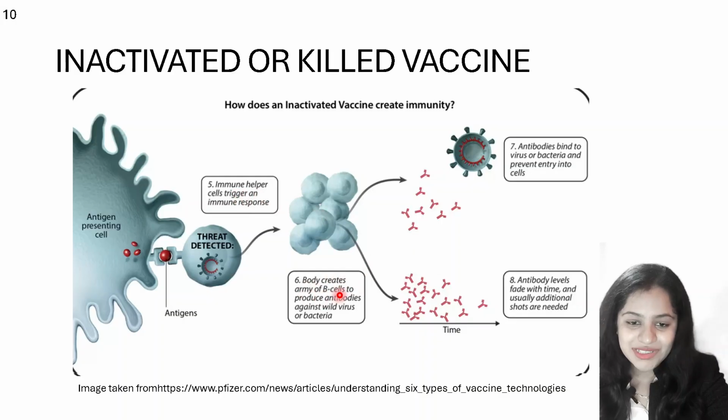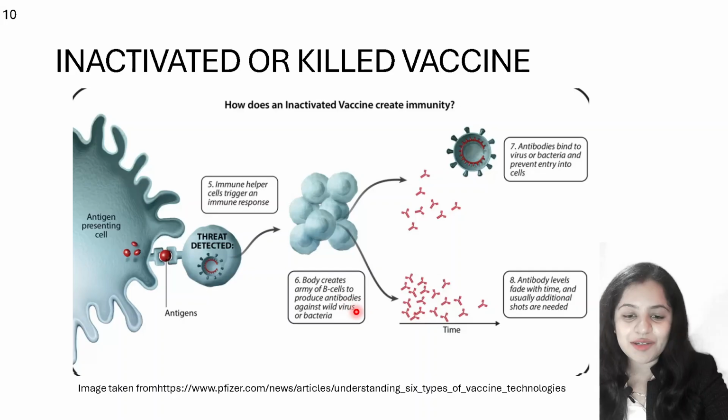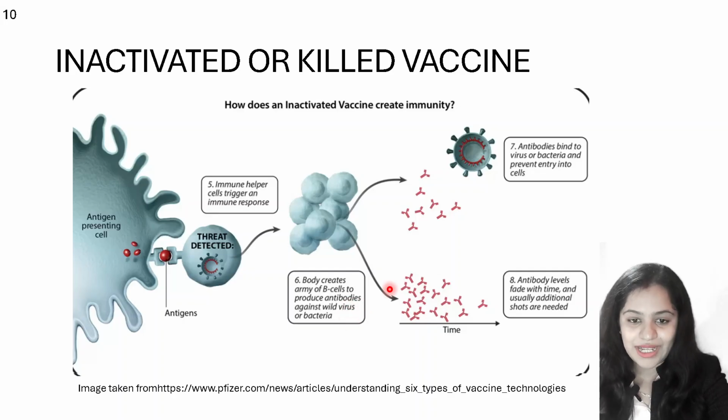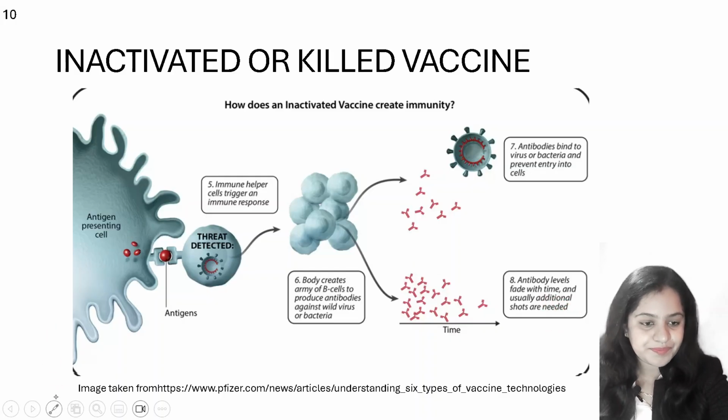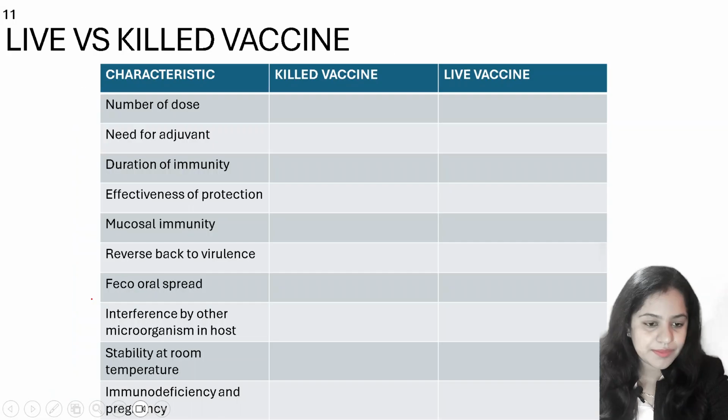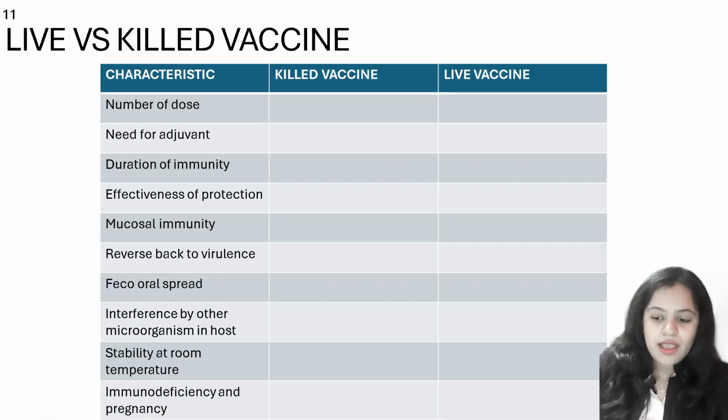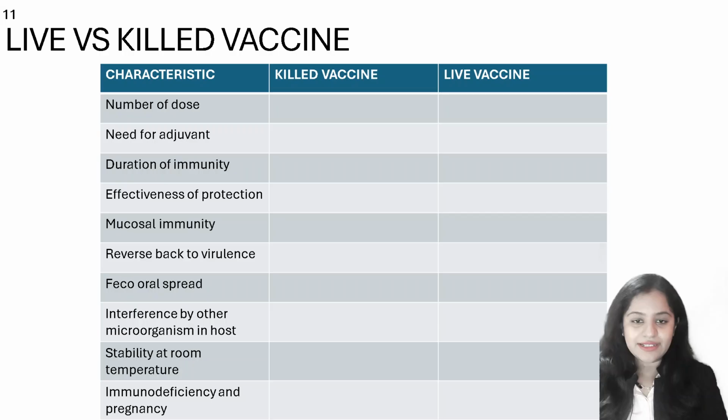Now again the immune helper cell triggers the immune response. Body creates an army of B cells to produce antibody against the wild virus or bacteria. Now your antibody binds to the virus or bacteria and prevents entry into the cell. Now there is no memory cell boost. So the antibody levels fade with time, and usually additional shots, that is boosters, are required.